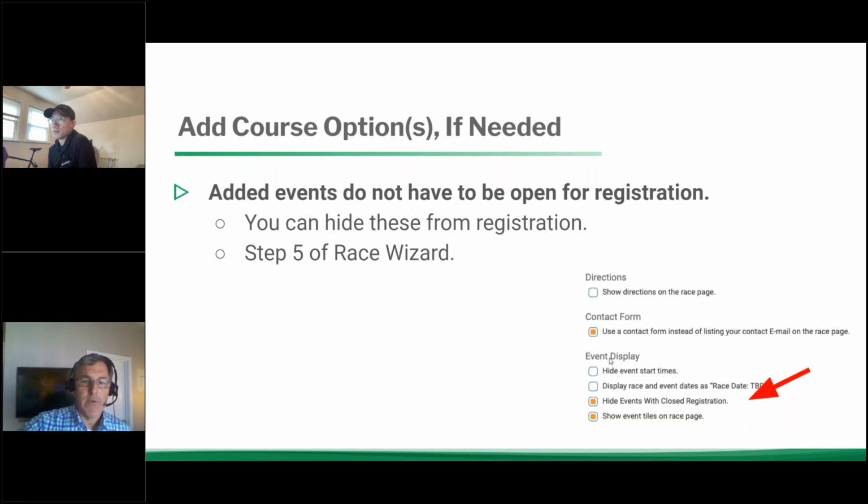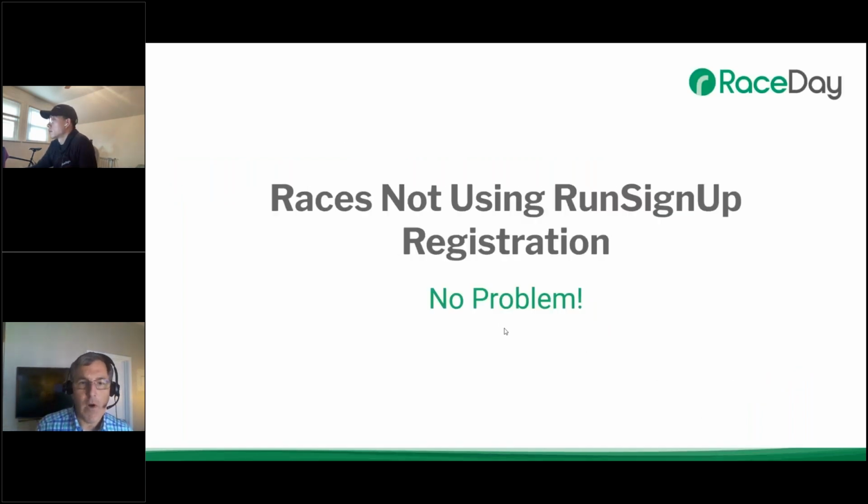This is the setting on the Race Wizard. Just basically close the registration immediately and hide the events with closed registration. So there are races, and again, let me go back before I go on to this, just to go back.